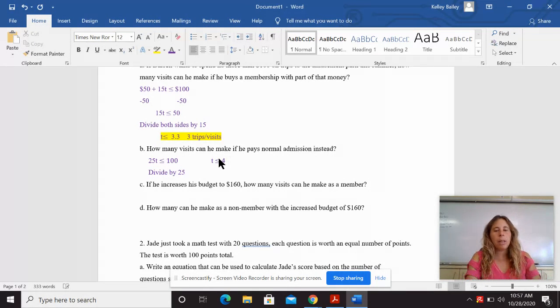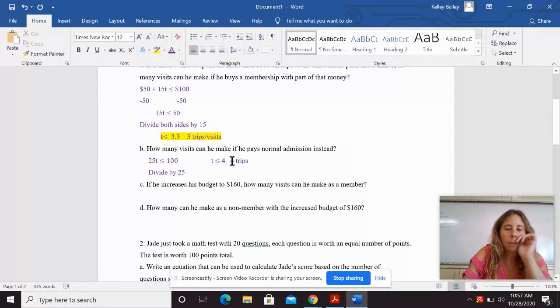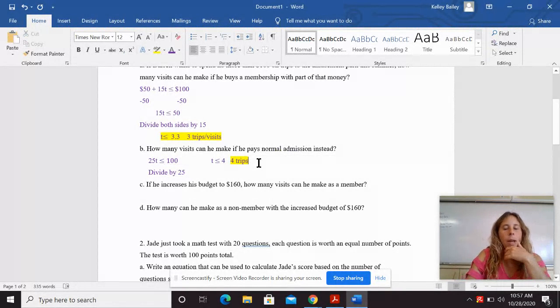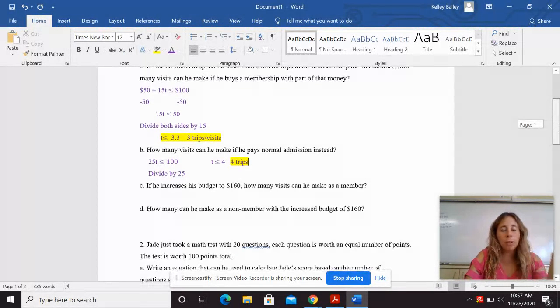So how many trips can he afford to make? There's no decimal on this answer. He can afford 4 trips, plain and simple. He could afford less than 4 trips, but he could go 4 times and he would not be over budget. So if he wants to go 4 times, he should be a non-member.